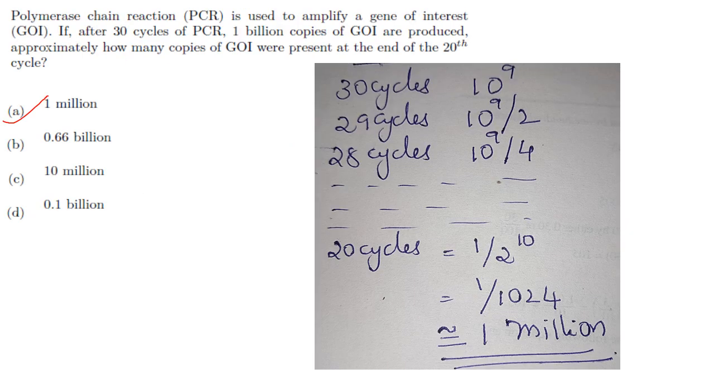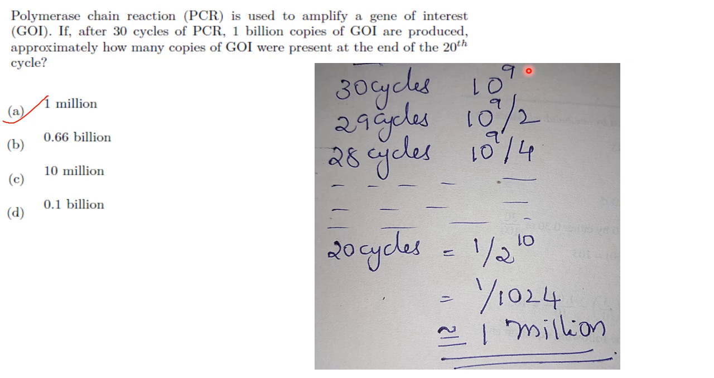Then next one. Polymerase chain reaction is used to amplify a gene of interest. If after 30 cycles of PCR, 1 billion copies, that is 10 raised to 9, of gene of interest are produced, approximately how many copies of gene of interest were present at the end of the 20th cycle? We will do the backward calculation.